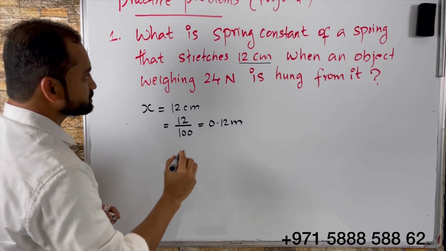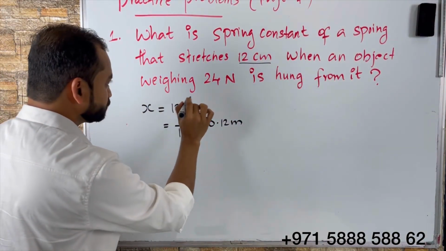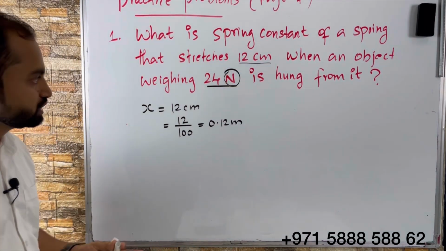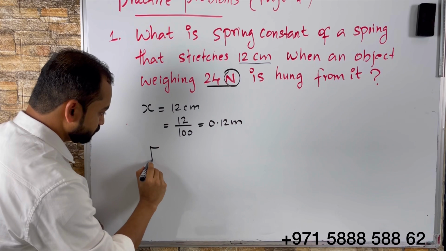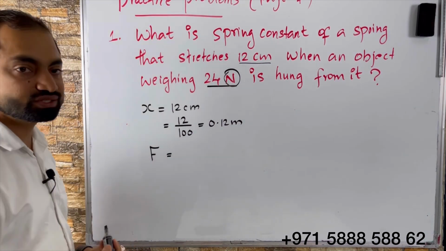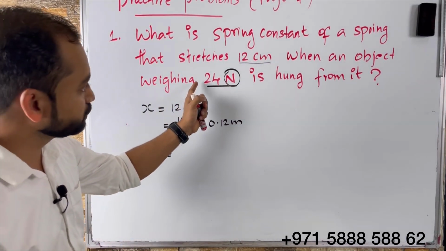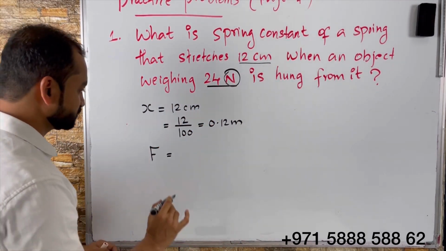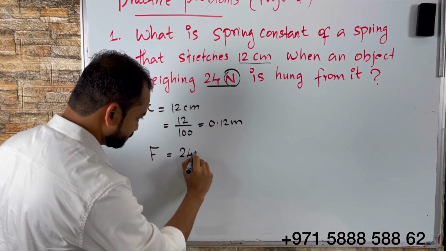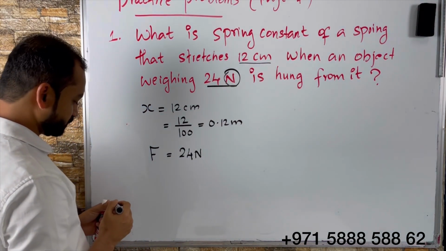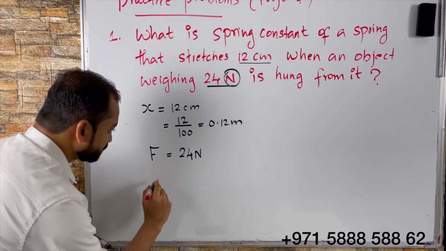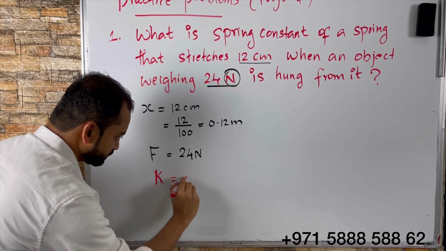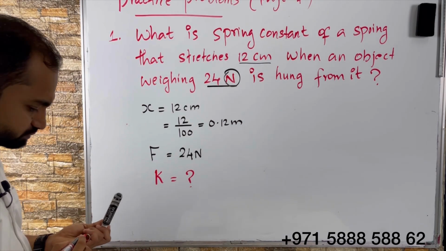Then what else is given? When an object weighing 24 Newton, Newton is unit of force, right? So force is given. You can know which quantity is given from its unit. Here 24 Newton is unit of force. So it must be force given. The magnitude of force is 24 Newton, and we have to calculate K, right? We need to calculate what is the spring constant. So spring constant we represent by letter K. You need to calculate K.